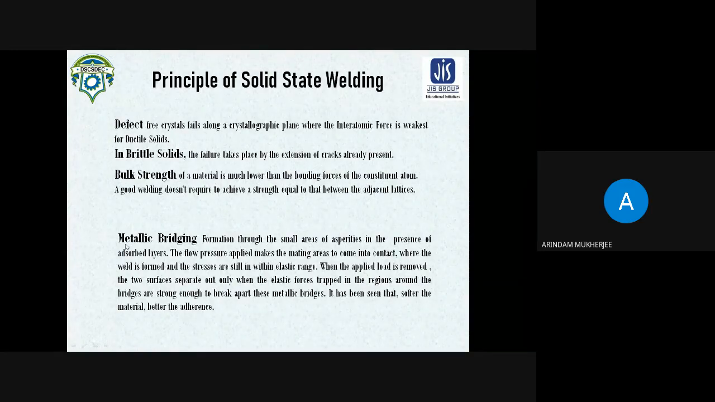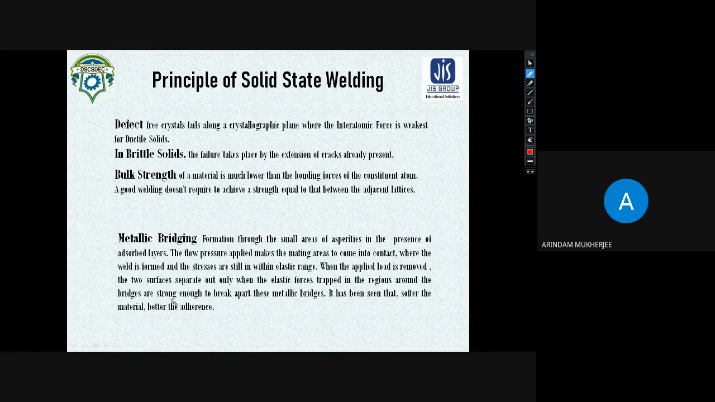Now, in this case what happens? The metallic bridging. When two materials are made to come into contact, a metallic bridging occurs. If you remember your basic atomic concepts, the outermost orbital electrons are shared by the two materials when they are brought into close contact. This phenomenon is called metallic bridging, that means two metals are bridged by some electron sharing mode.